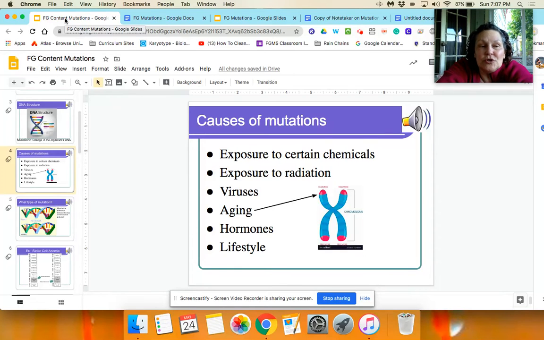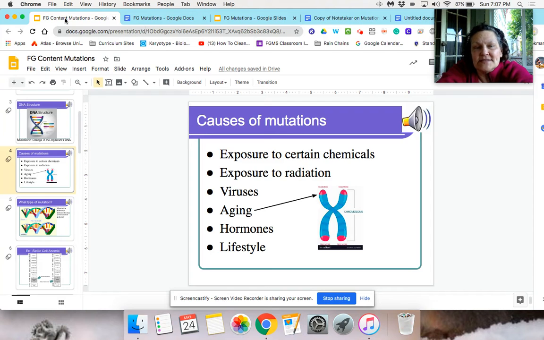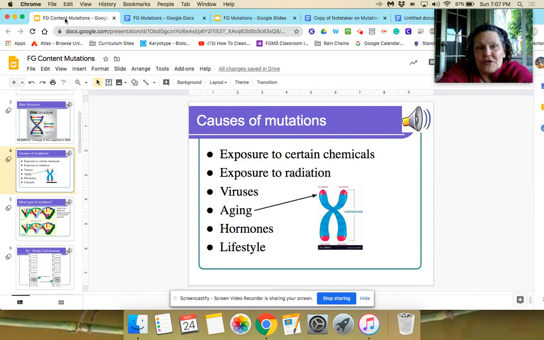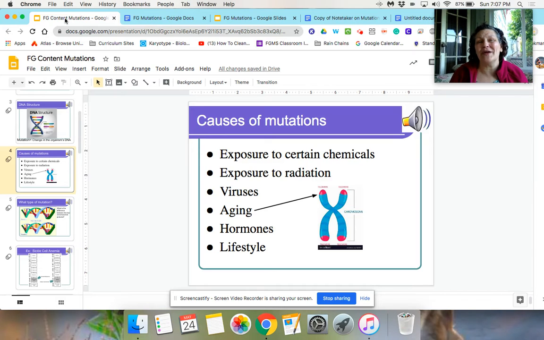So we're back, and now we're looking at slide 4, and these are causes of mutations that are not inherited. So remember, there are some genetic mutations, but if they're inherited, you got them from your mom and your dad. These are examples of causes of mutations that are not genetic in nature. So they are acquired, which means that they occur after you're born.